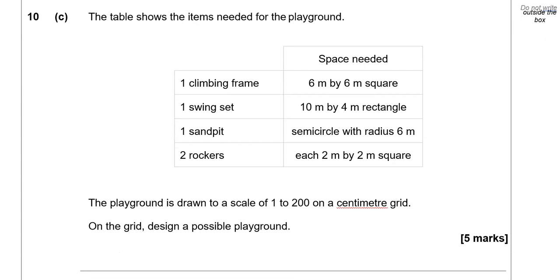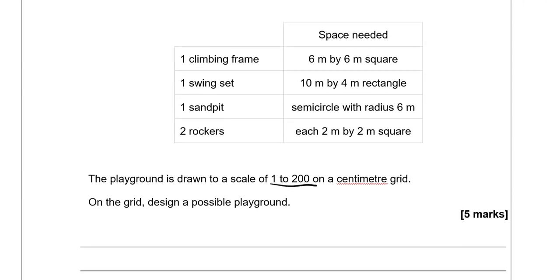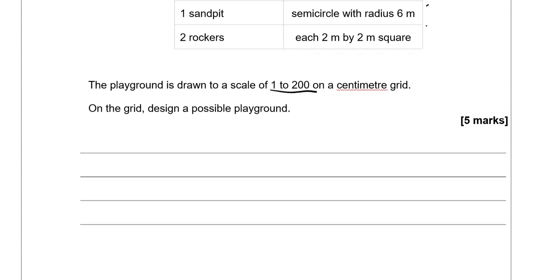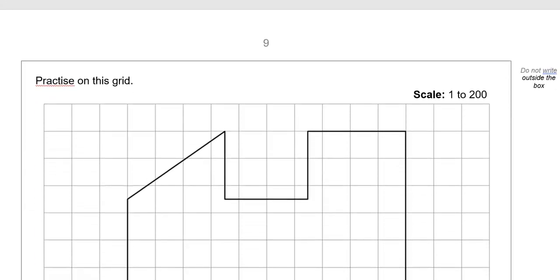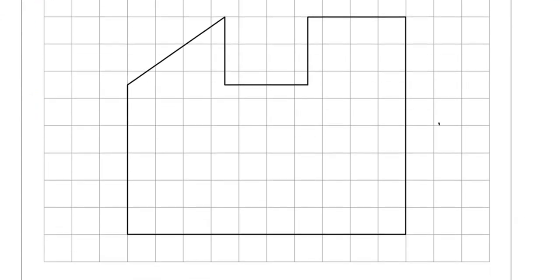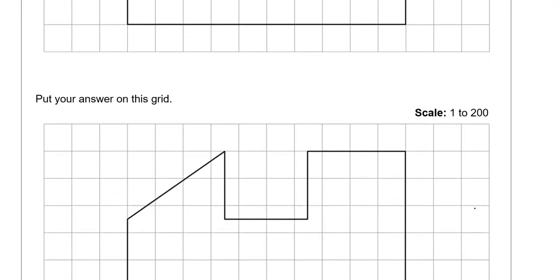The table below shows the items needed for the playground. The playground is drawn to a scale of 1 to 200 on a centimeter grid. On the grid, design a possible playground. So we need to include 1 climbing frame, 1 swing set, a sand pit, and 2 rockers. And we've got the space needed. So you can practice on this one and then put the answer on this one here.